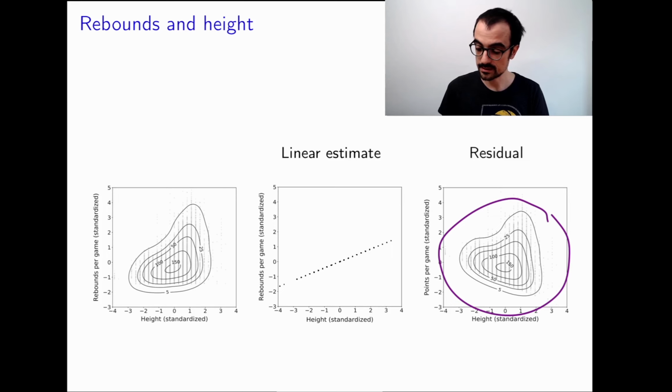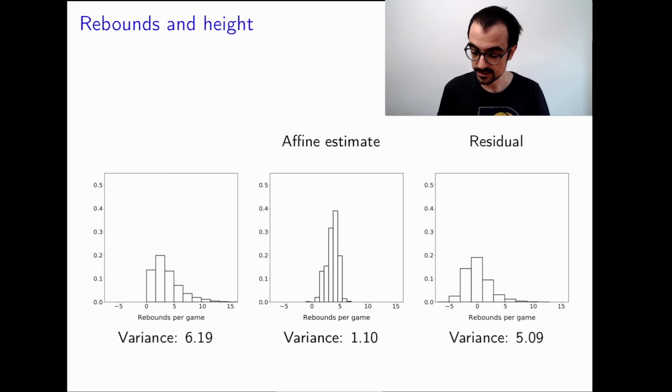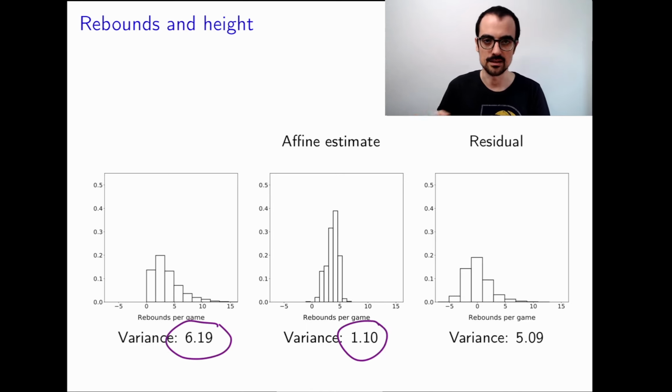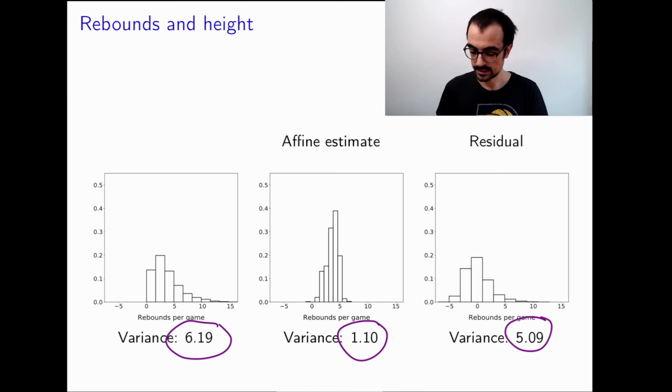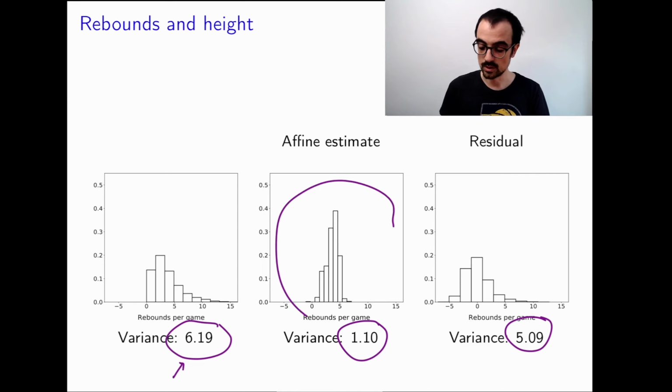If we look at the variance, the variance of the original data is equal to 6.19. The variance of the affine estimate is equal to 1.10. This affine estimate is just the best linear minimum mean squared error estimate. And the residual is equal to 5.09. Here, if you remember, the correlation coefficient is equal to 0.42. Okay, so the fraction of this 6.19 that is accounted for by the linear estimate is equal to 0.42 squared.